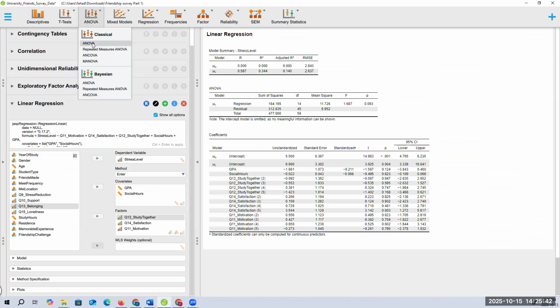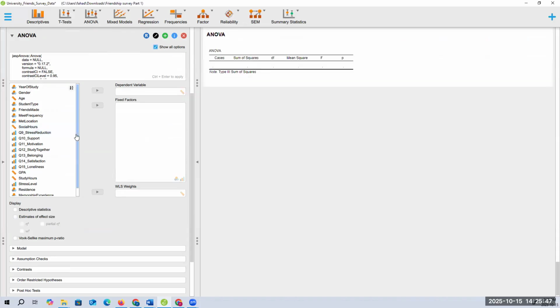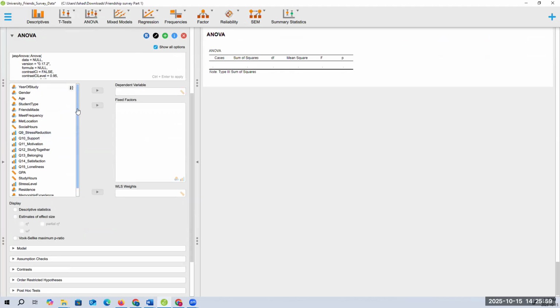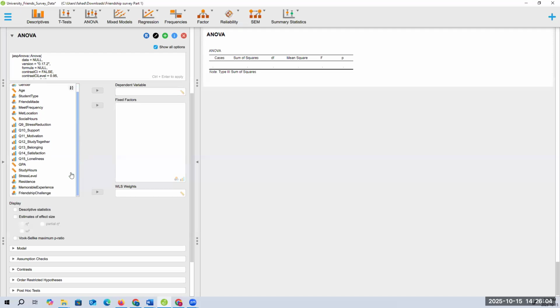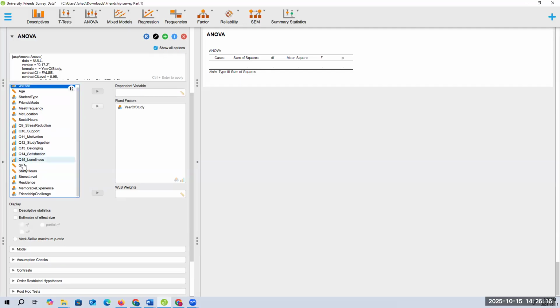So let's do the ANOVA. This is a repeated measures design, so we can have it between subjects. Year of study could be one, I guess. Year of study as a fixed factor, and then our dependent variable would be GPA.